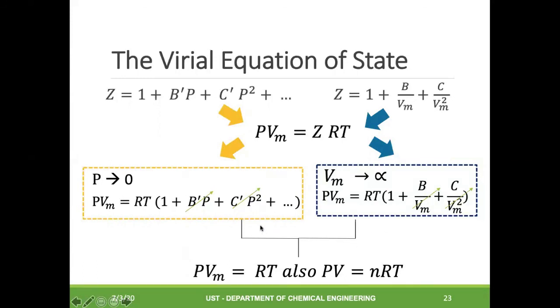So thus, if the gas behaves ideally, we will be using pV is equal to nRT, or pVm is equal to RT. Now, take note that the third virial coefficient C, or C', is usually less important than the second coefficient. Values of the virial coefficients of a gas are determined from measurements of its compression factor.